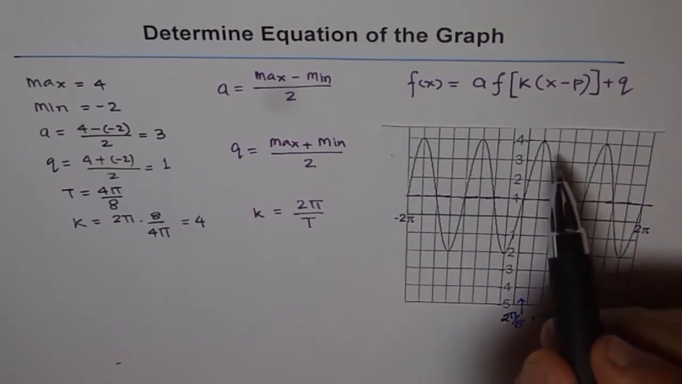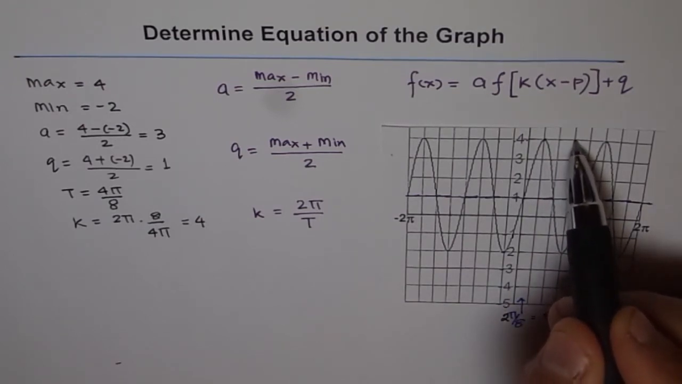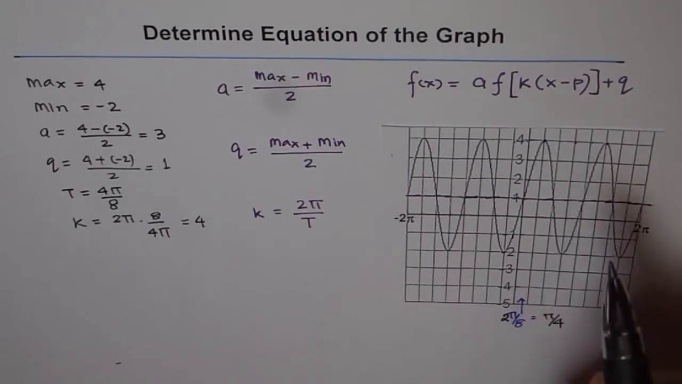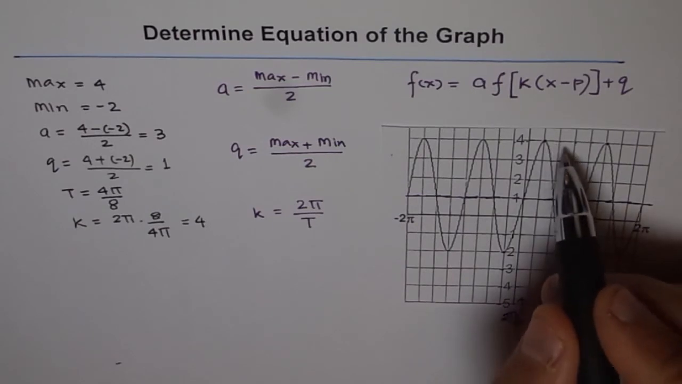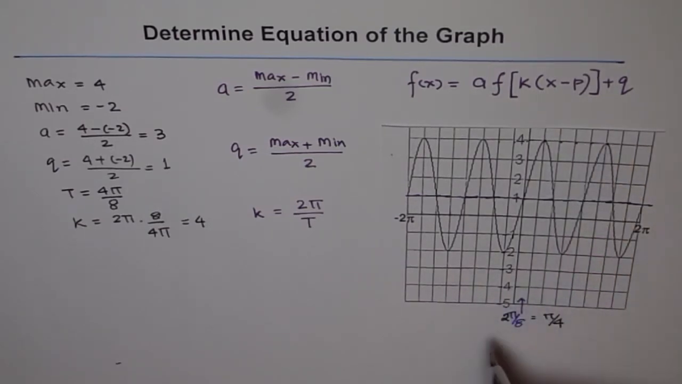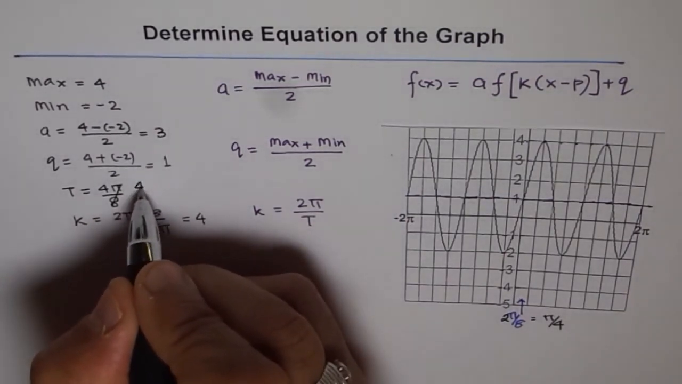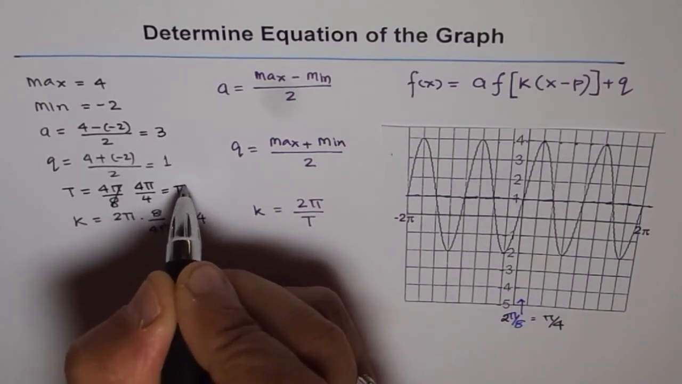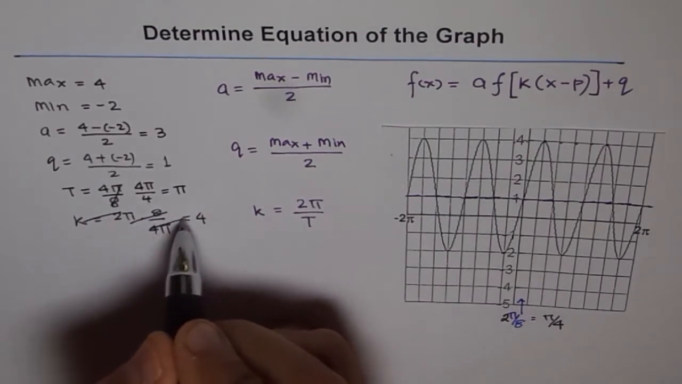So when we found the time period, it is 1 pi by 4, 2 pi by 4, 3 pi by 4, 4 pi by 4. Correct? Again, 1 pi by 4, 2 pi by 4, 3 and 4 pi by 4. So the time period is not 4 pi by 8, but 4 pi by 4. That means pi. So time period, so we'll just correct this, okay?